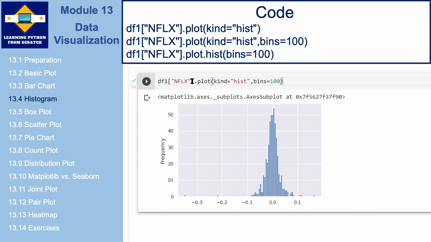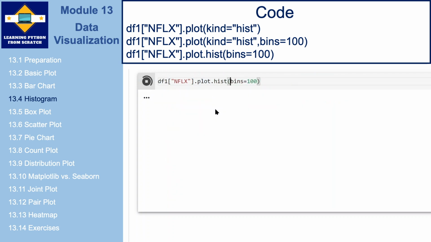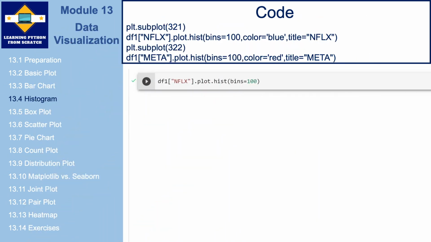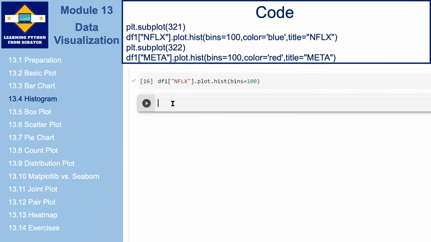An alternative code for us to get the histogram is to type plot.hist. And after you type it, you should be able to get the same result. Now we are going to show the distribution of daily stock returns for the 5 stocks at the same time.